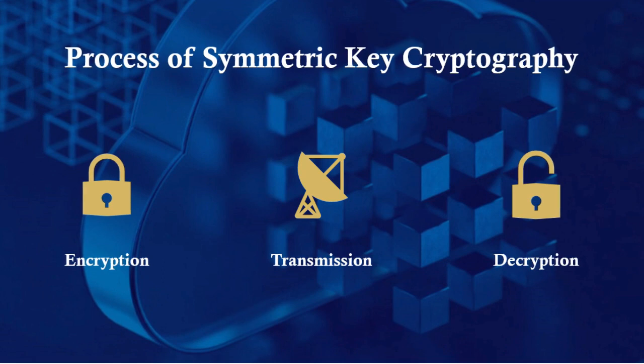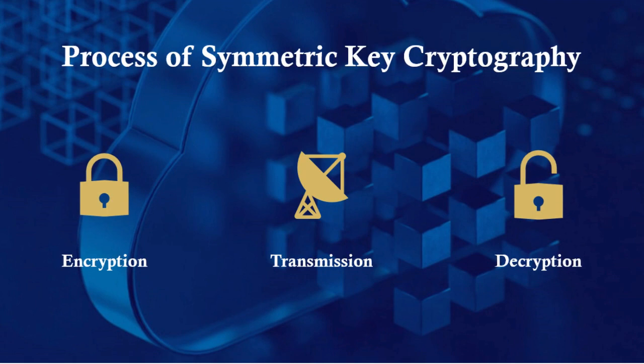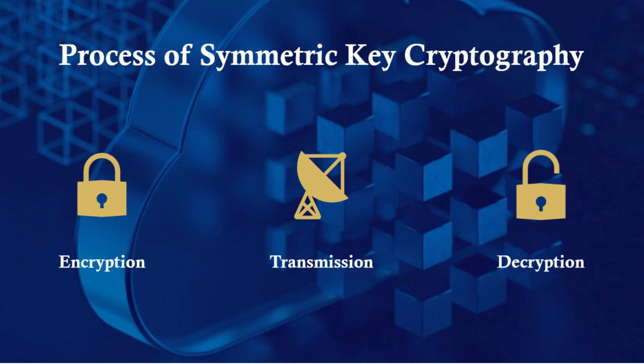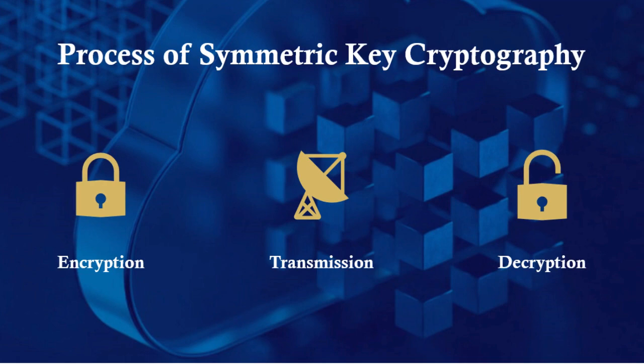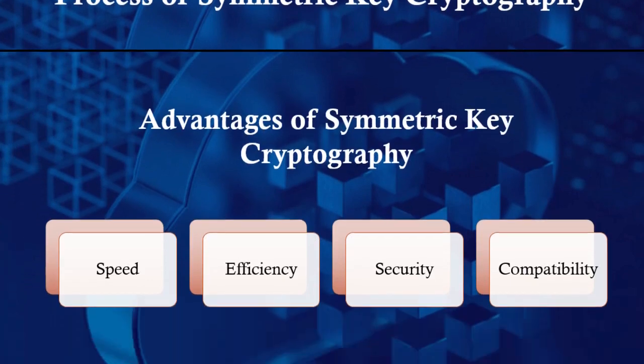Step 1. Encryption. The sender encrypts the plain text using the shared key to generate ciphertext. The encryption process typically involves the use of an encryption algorithm such as Advanced Encryption Standard, Data Encryption Standard, or Triple DES. Step 2. Transmission. The sender transmits the ciphertext to the receiver over a secure or insecure channel. Step 3. Decryption. The receiver decrypts the ciphertext using the same shared key to recover the original plain text.